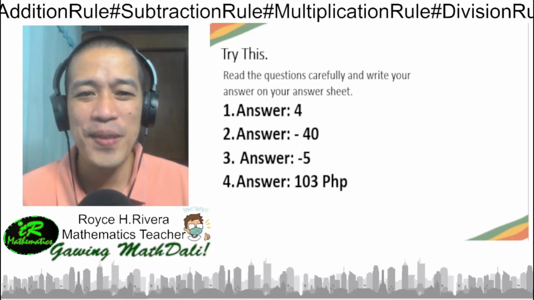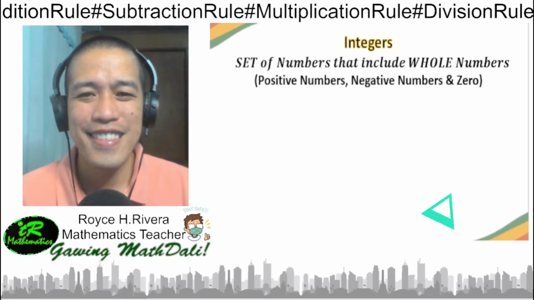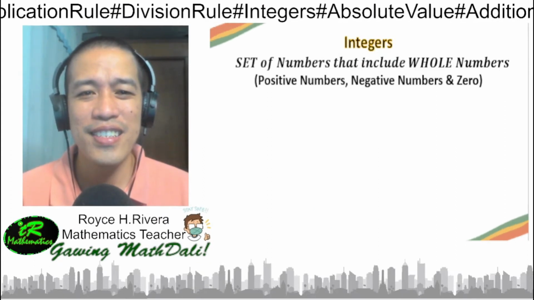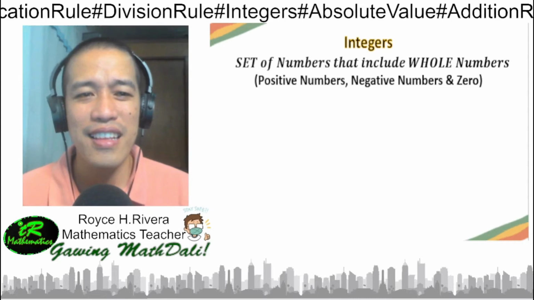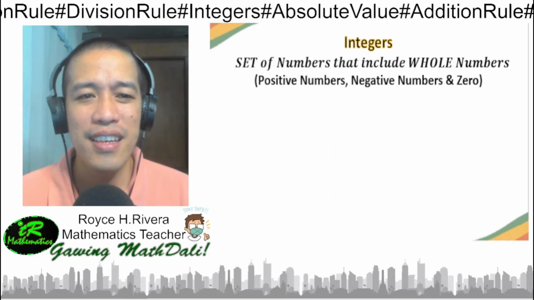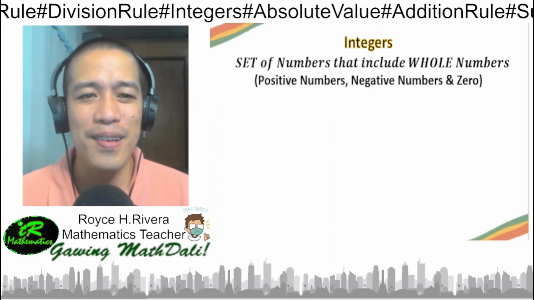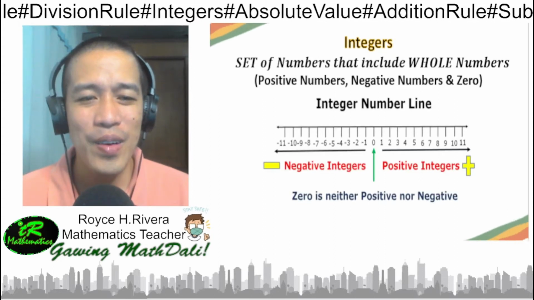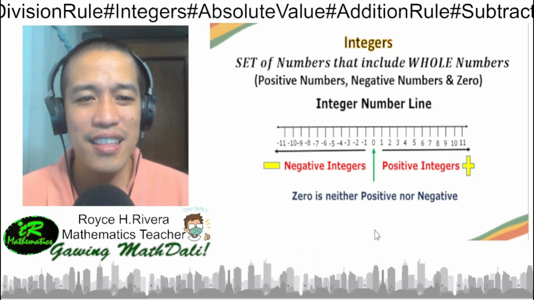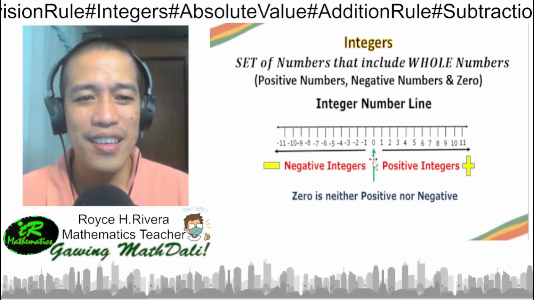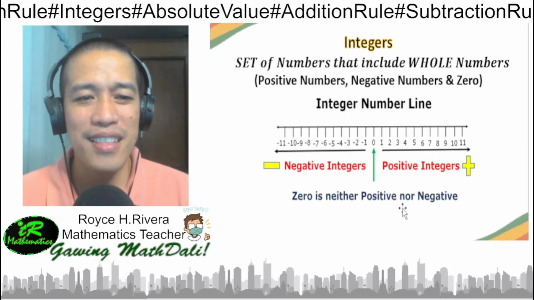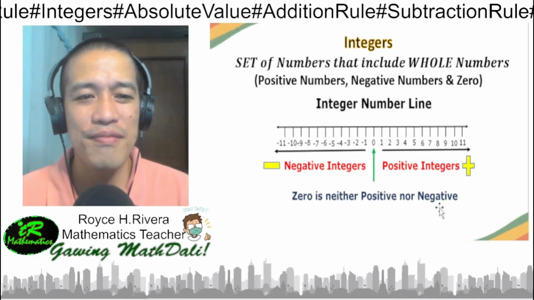Let us now proceed. The definition of integers. Integers is the set of numbers that include whole numbers. These are positive numbers, negative numbers, and 0. Look at the illustration. This is the integer number line. At the middle, you can see the number 0. 0 is neither positive nor negative.